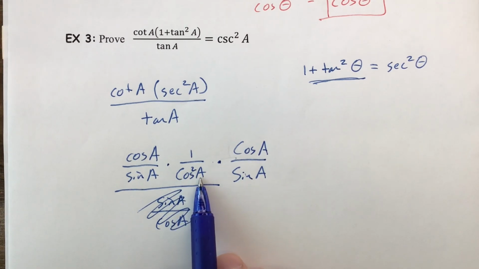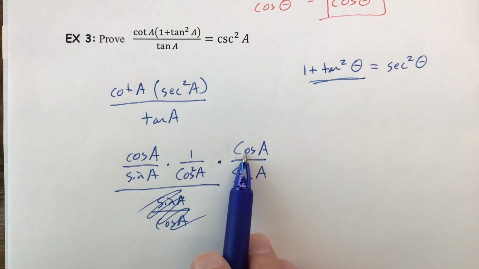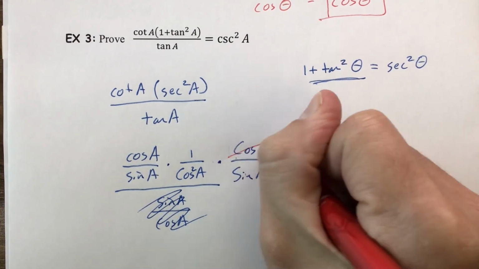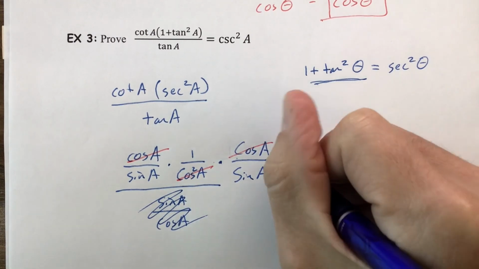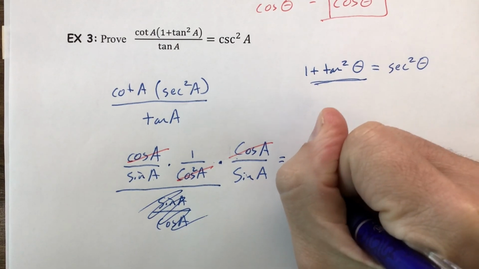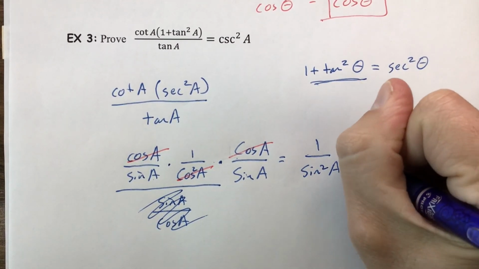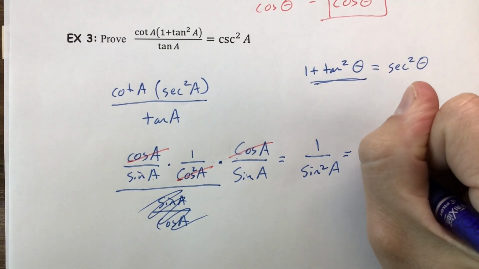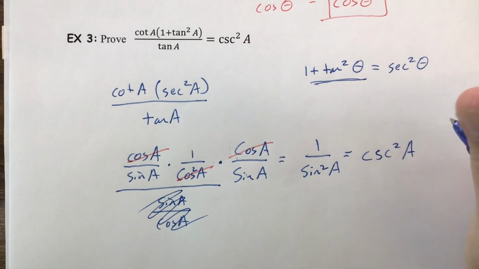Cosine squared A, that means that you have 2 of those. Well, you've got a cosine A up here. You also have a cosine A right there. So both of those can cancel with that one. We end up with 1 over sine A times sine A. That would be sine squared A, which, as a reciprocal, we can change to cosecant squared A, which is exactly what we want.